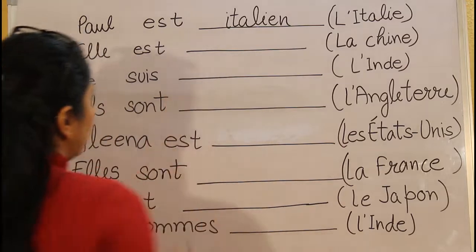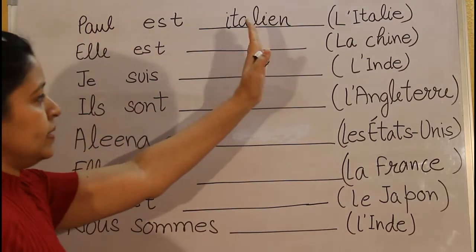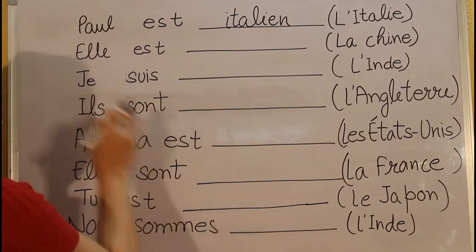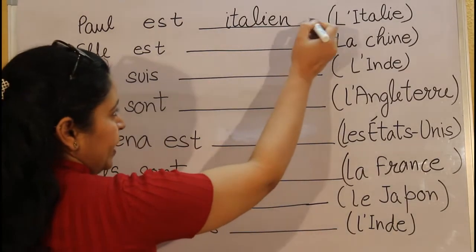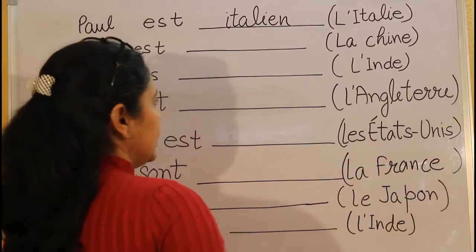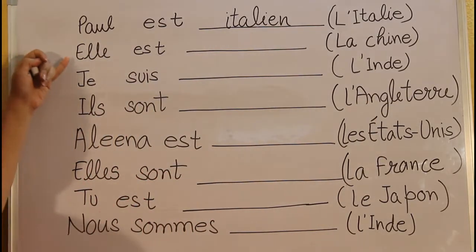Italien. Now he is a boy. We'll write it till here only. Had it been a girl, suppose Pauline would have been here, we would have added one more E and then one more N and then E. Come to the second one now.